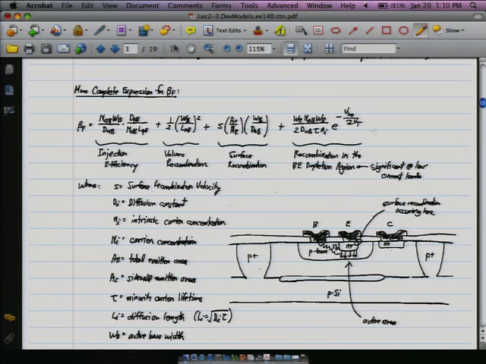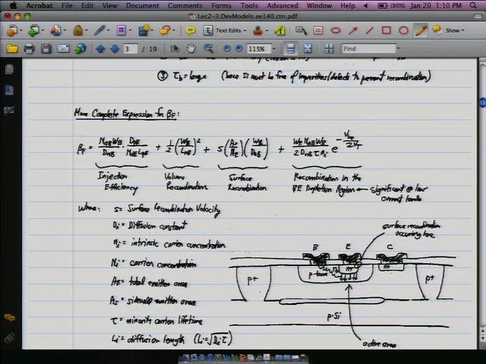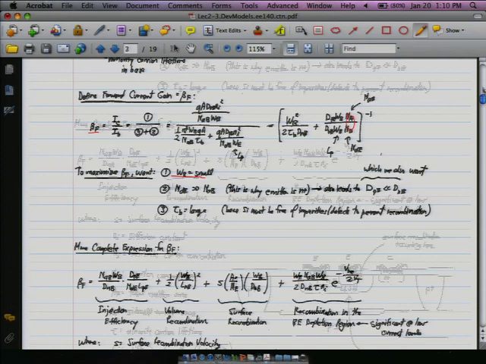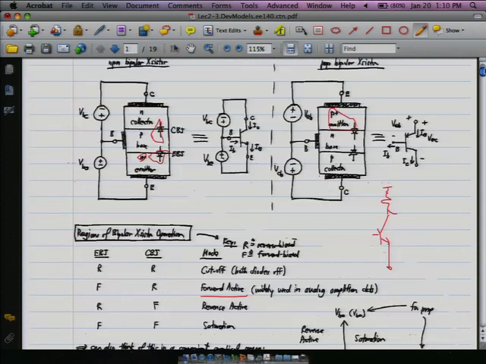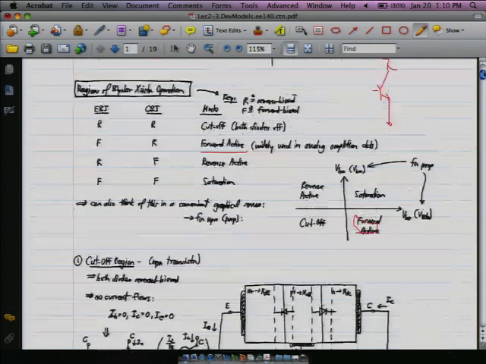But this is kind of the one thing that I'll comment on here, the injection efficiency. This is something that came up before. Let's see if we can. So the injection efficiency, see, maybe I didn't mention that. Okay.